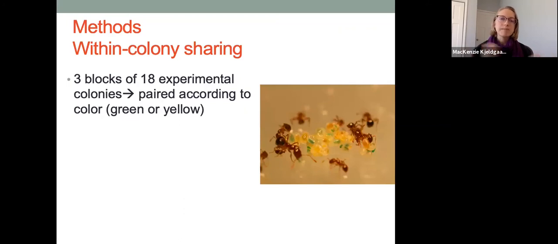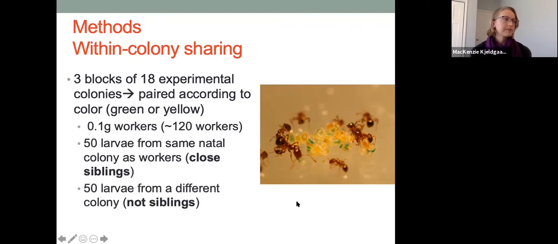Next, we mixed those together to make 18 experimental colonies. These were paired according to color so that we could really know where the larvae had come from. Each experimental colony consisted of about 120 workers, mixed with 50 larvae from the same natal colony as the workers, or close siblings, and 50 larvae from a different colony than the workers, or not siblings. This is an example of what that looked like here, where you have the workers and the differently colored brood that were mixed together.